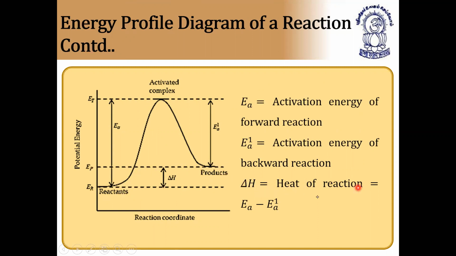So delta H, the heat of reaction, is equal to EA minus EA1. So if you take into consideration EA and EA1, that is energy of activation of forward reaction minus energy of activation of backward reaction. Very, very important here, you can take this also into consideration. If the energy of activation of forward reaction is greater than the energy of activation of backward reaction, then delta H becomes positive because EA minus EA1.